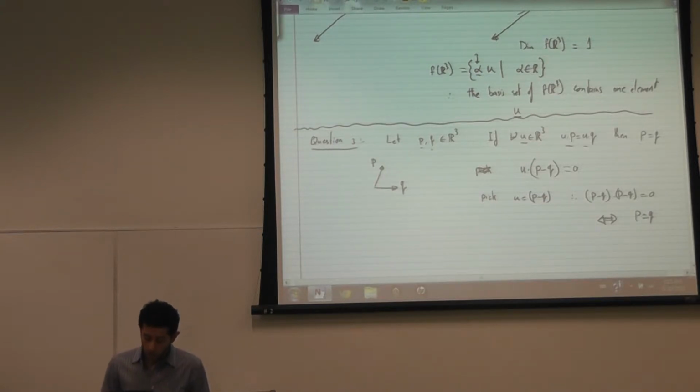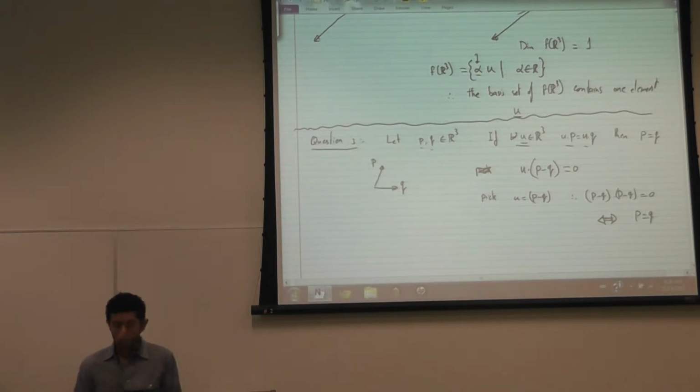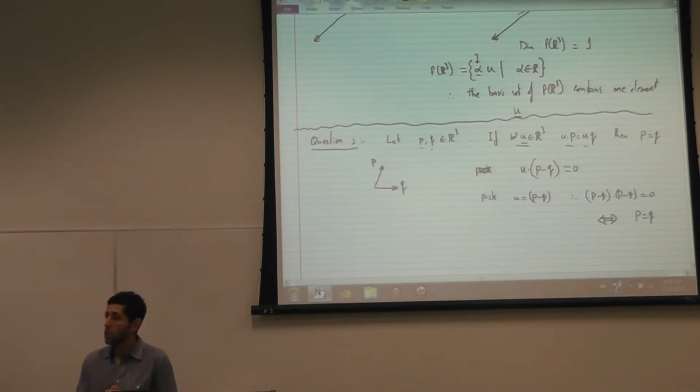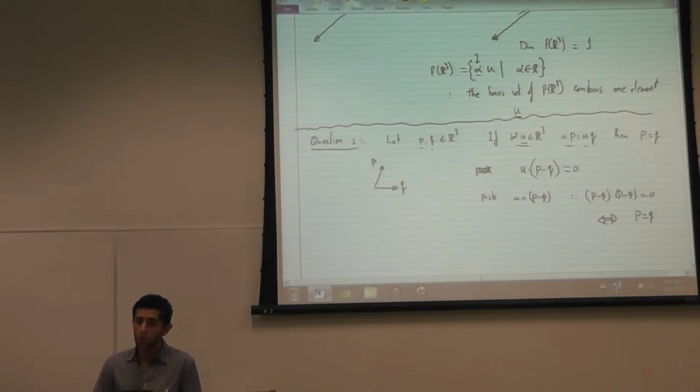U dot P minus Q is equal to 0, because U dot P is equal to U dot Q. Therefore, U dot P minus Q is equal to 0. We're saying that this is true for every U, so I will pick U to be equal to P minus Q. So I get P minus Q dot P minus Q is equal to 0. But from the properties of the dot product, P minus Q dot P minus Q is 0 if and only if P is equal to Q. That's the most elegant way.